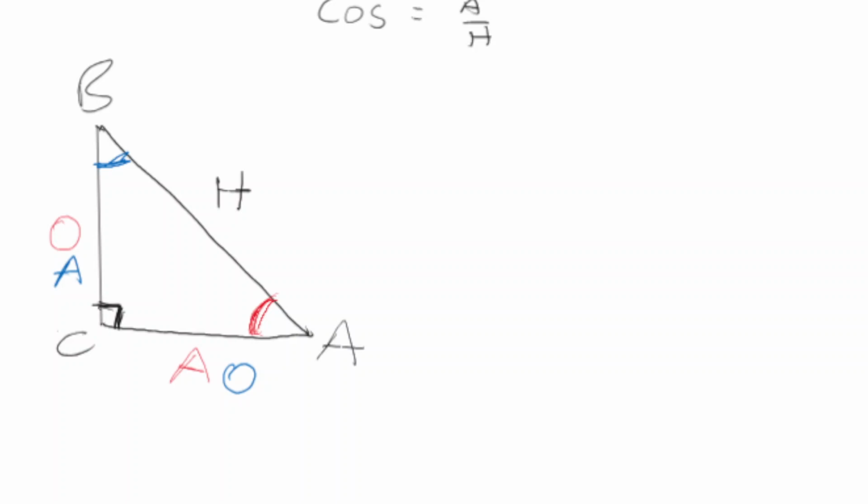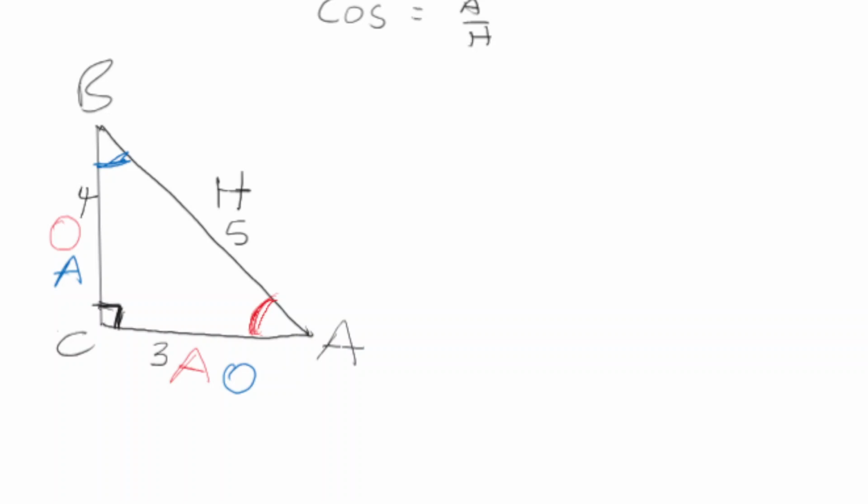Let's say our hypotenuse is 5, and then let's say our AC, which could be adjacent or opposite depending on the angle, is 3. And then let's say our BC, which could be opposite or adjacent depending on the angle, is 4.